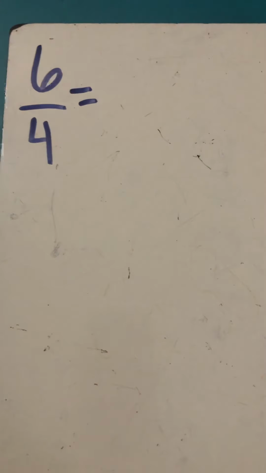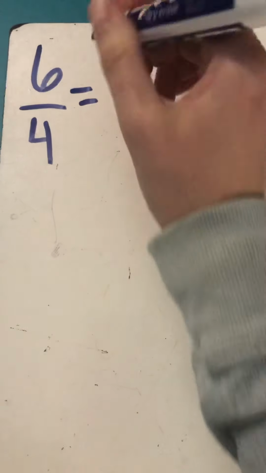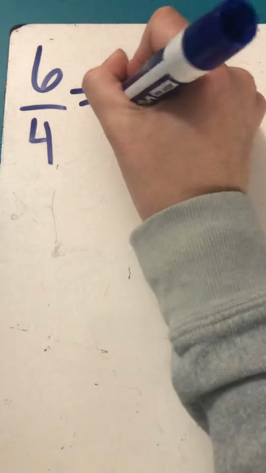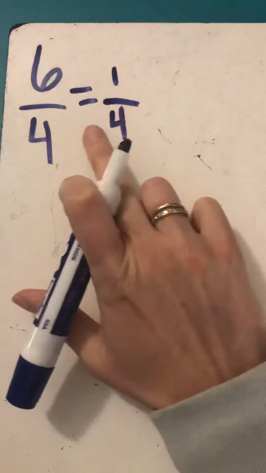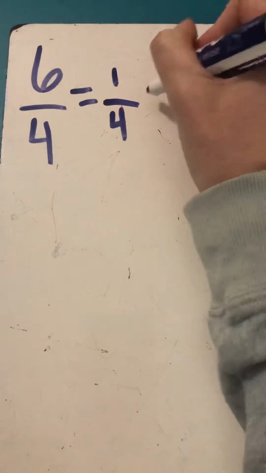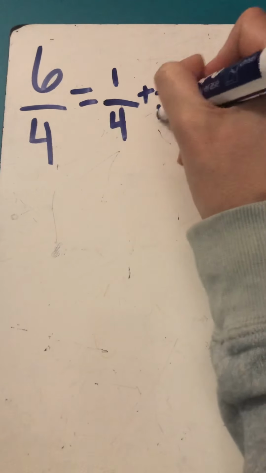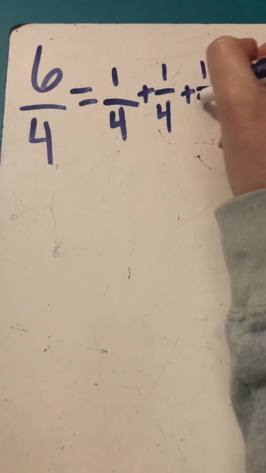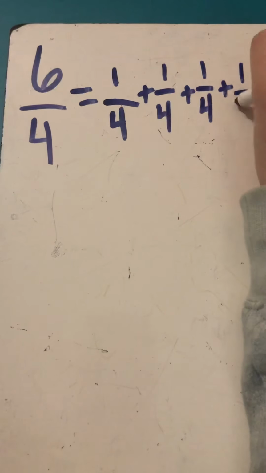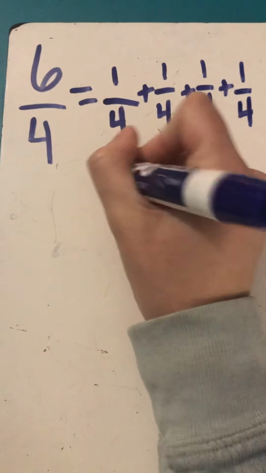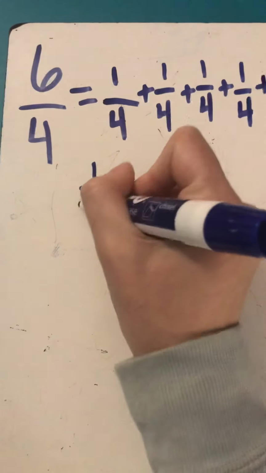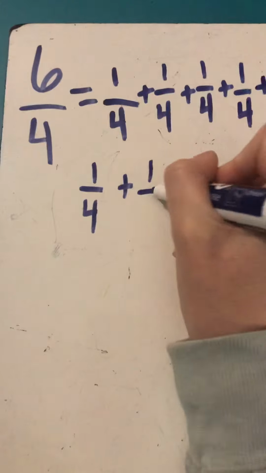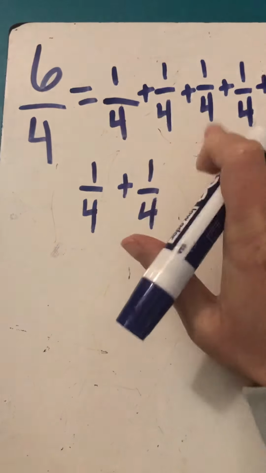All right, let's go ahead and do 6/4. By looking at 6/4, we know that our unit fraction is going to be 1/4. And how many 1/4 are we going to have? Our numerator tells us that. We're going to have 6. 1/4 plus 1/4 plus 1/4 plus 1/4. I'm going to have to go to the next line. Plus 1/4 plus 1/4. Let me make sure I have 6. 1, 2, 3, 4, 5, 6.